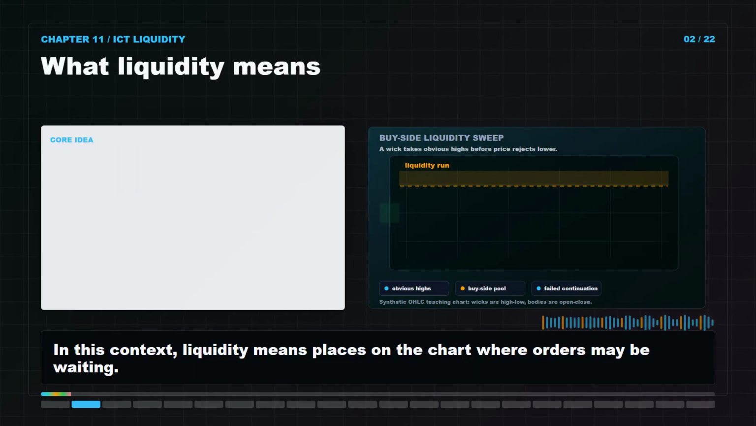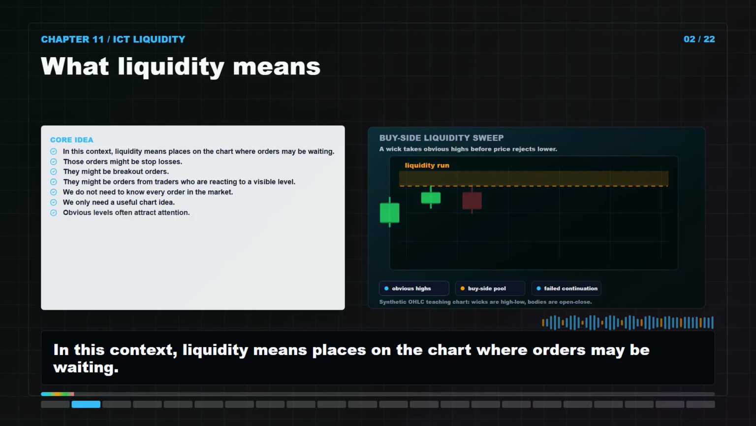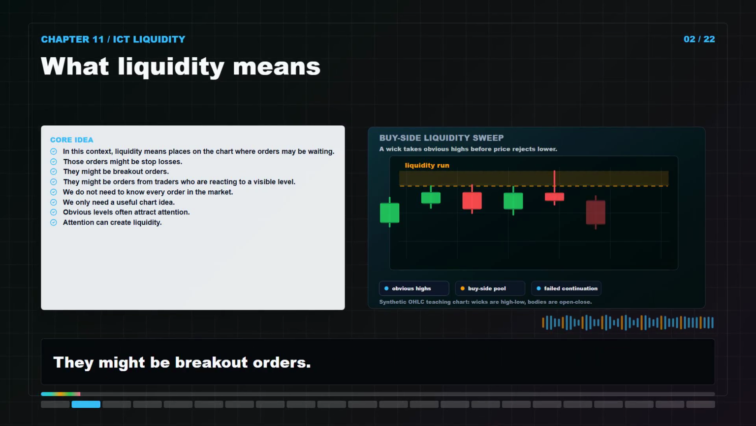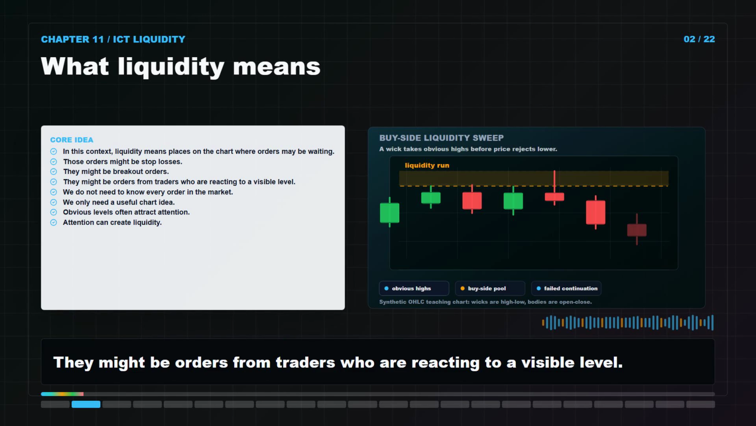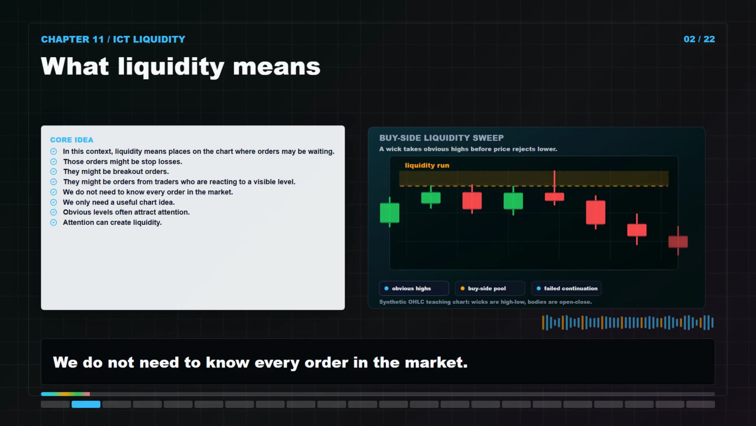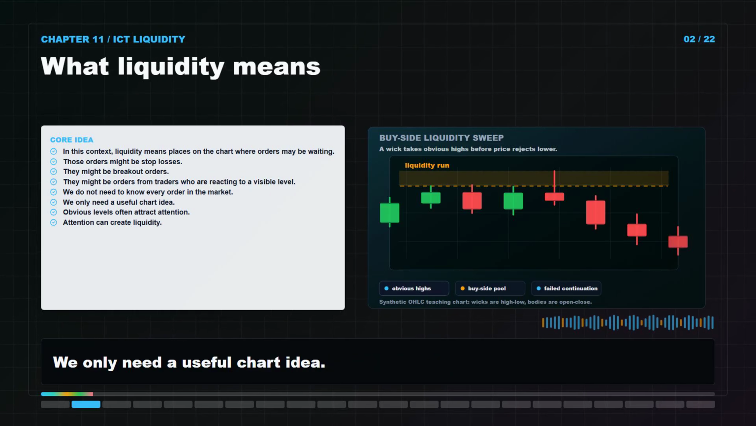ICT liquidity. In this context, liquidity means places on the chart where orders may be waiting. Those orders might be stop losses. They might be breakout orders. They might be orders from traders who are reacting to a visible level. We do not need to know every order in the market. We only need a useful chart idea.